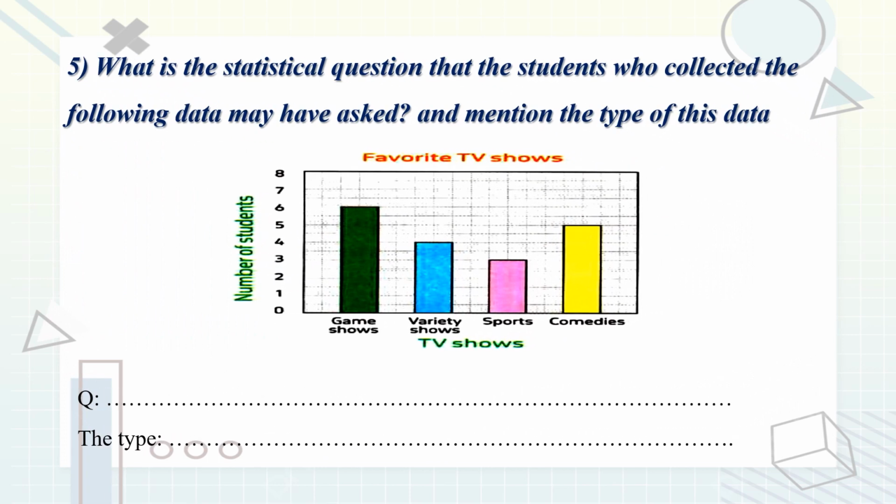What is the statistical question? What may the students who collected the following data have asked, and mention the type of this data. We have here a bar graph about the favorite TV shows and the number of students, and the type of TV shows which they answered by their names. Okay, so we can guess the question was, what TV shows do you like? And the type of the answers was categorical data.